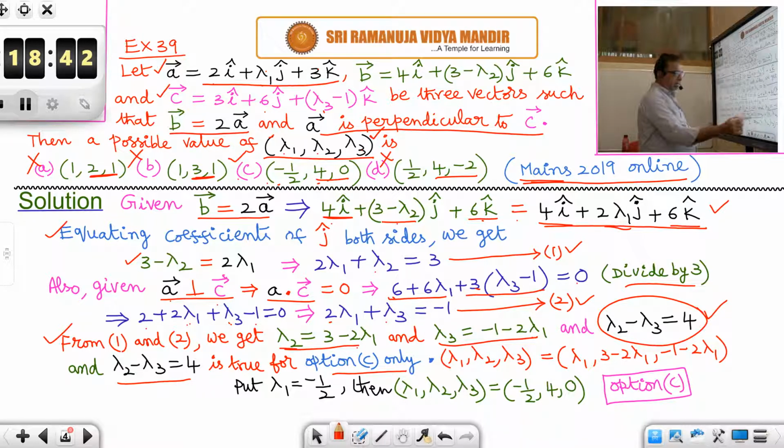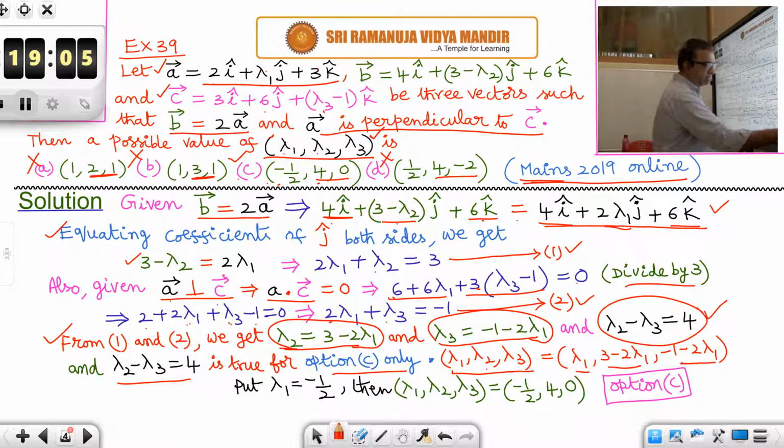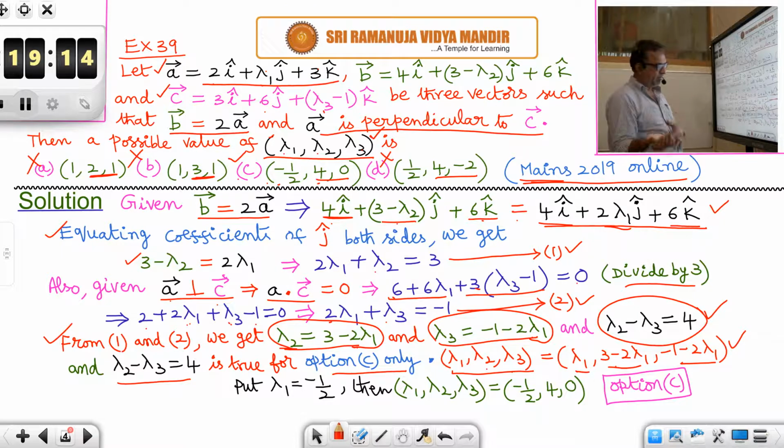Okay. See here I have written the triplet lambda 1, lambda 2, lambda 3. The first value lambda 1 as it is I have written. But lambda 2 is here, 3 minus 2 lambda 1 I am writing here. And the third one, lambda 3, is minus 1 minus 2 lambda 1. So this is the actual solution lambda 1, lambda 2, lambda 3, all in terms of lambda 1 only, where lambda 1 can be any real number.